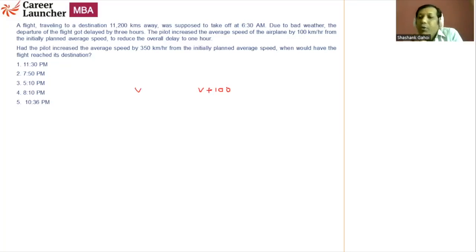Okay. Now, what exactly happened? He increased the speed by this, and he reduced the delay by 1 hour. Okay. So basically, the flight started 3 hours late. And if the pilot was supposed to travel with the same speed, the flight would have reached 3 hours late. But instead of 3 hours late, he reached 1 hour late. It means overall he covered 2 hours. So it means with a speed of V plus 100, he has covered the whole distance 2 hours before the actual time.